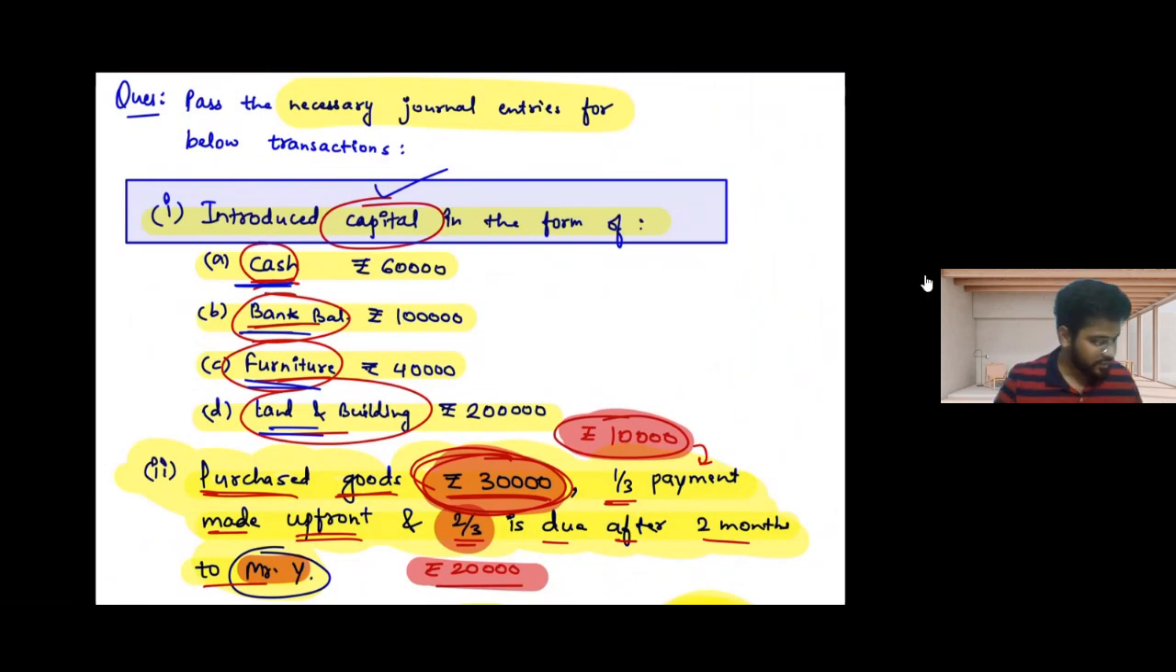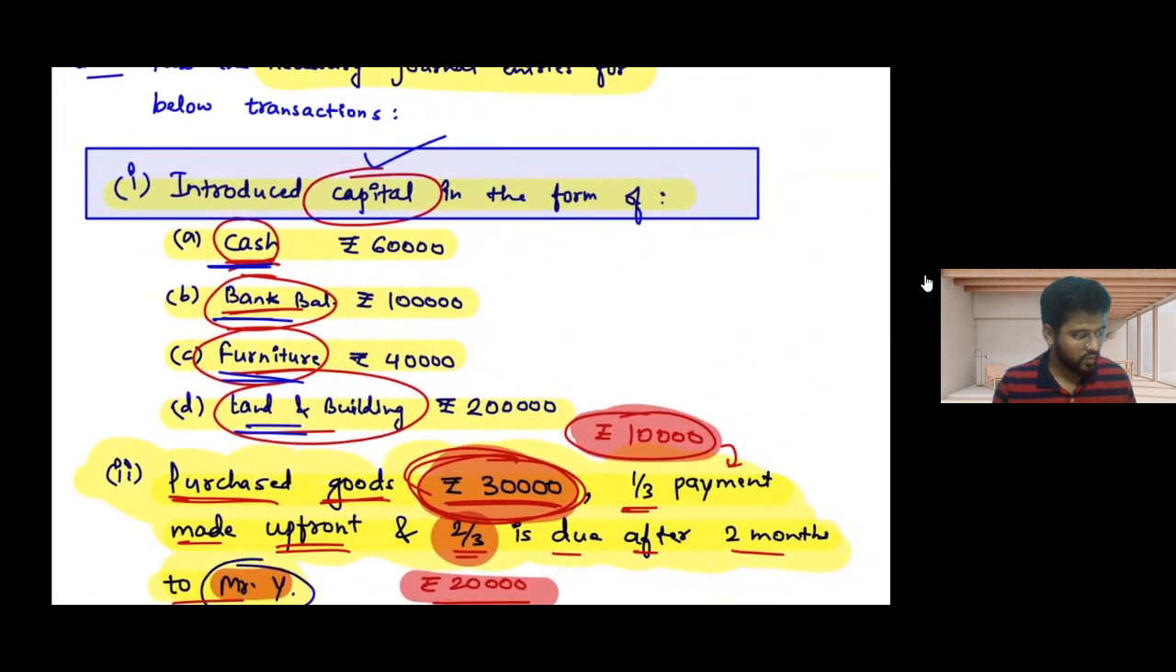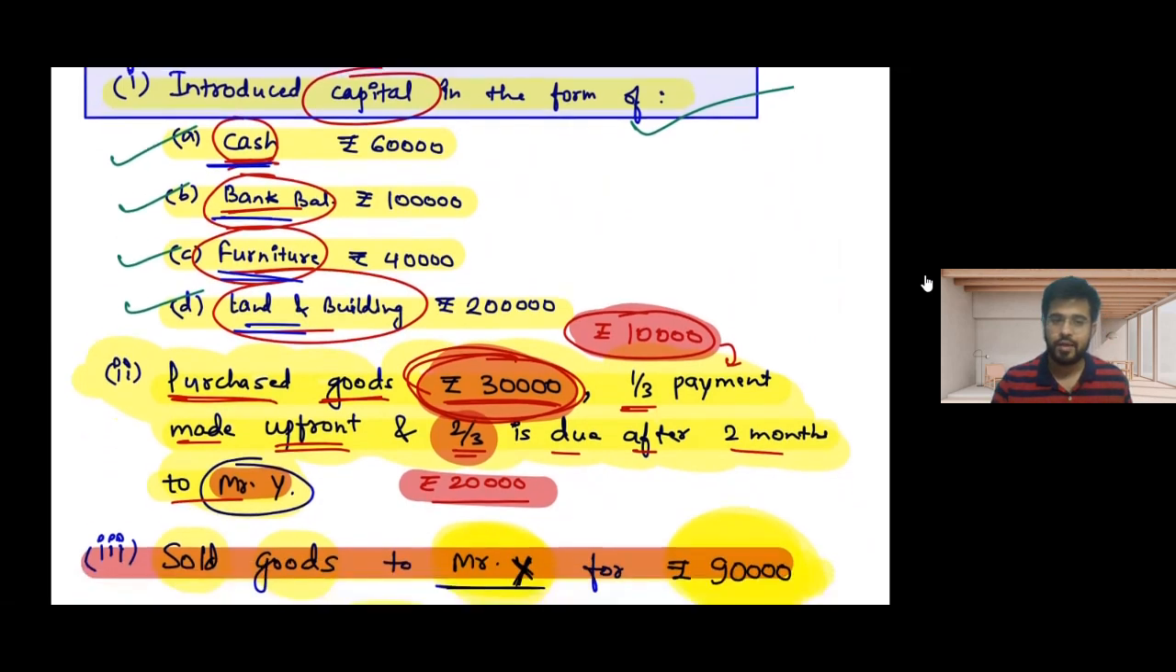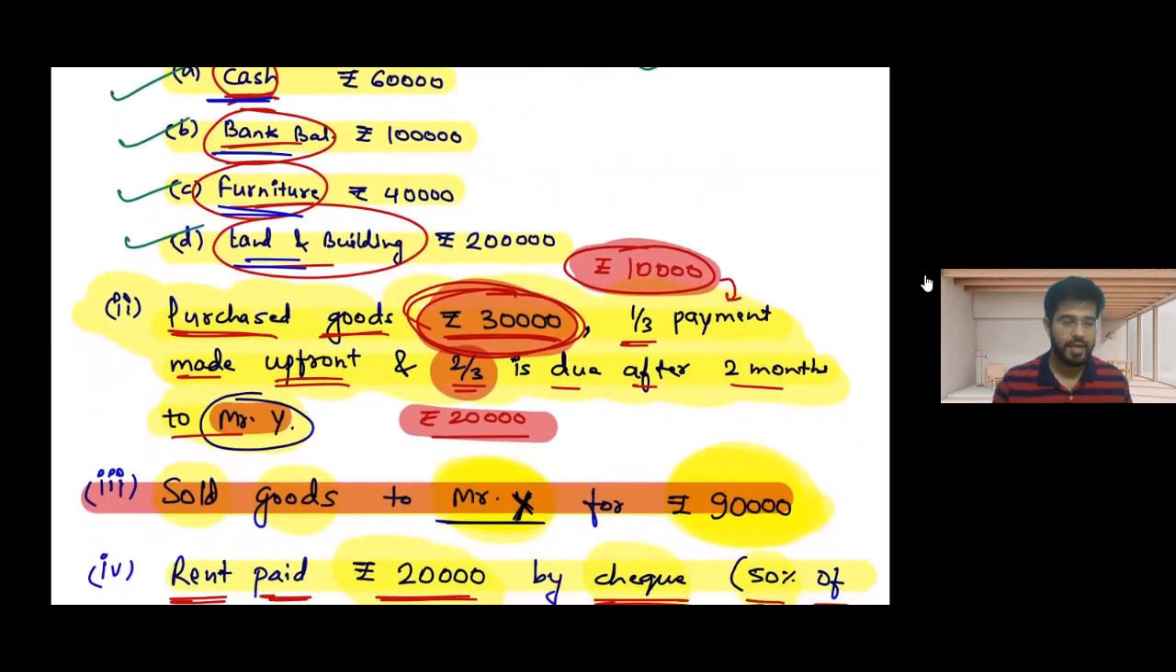Okay, so we have some transactions where the owner has introduced some of the capital in the form of various things: cash account, bank account, furniture, and land and building. These all were debited because these all were assets. And then we have to credit the capital account because this was introduced in the form of capital.